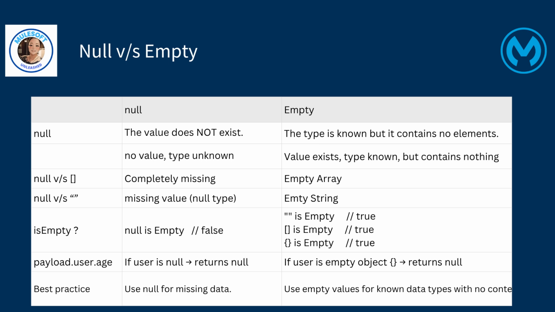Empty: value exists but contains nothing. Empty is different. It means the type exists but it has no content. Examples: [] is an empty array, {} is an empty object, "" is an empty string. Behavior: you can iterate over an empty array, the loop just doesn't run. You can safely check emptiness using isEmpty. So accessing an empty value won't throw errors unless you try to index something that isn't there. DataWeave treats null versus empty very differently, which keeps transformations predictable and prevents hidden errors.